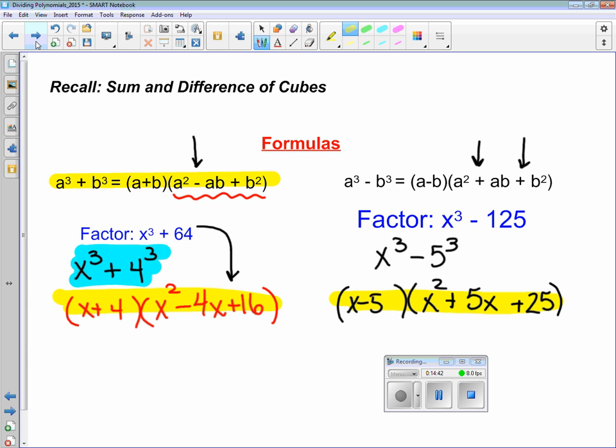Can everyone do me a favor and plug x to the 3rd plus 64 into your calculator? Graph it. Graph x cubed plus 64. What does that graph look like? What does the factor have to do with it?